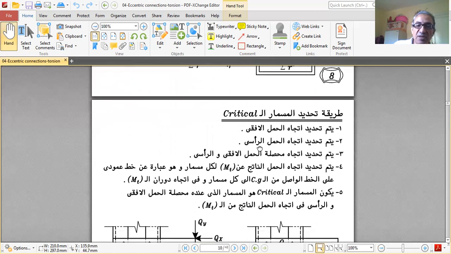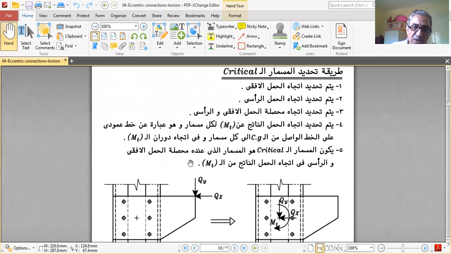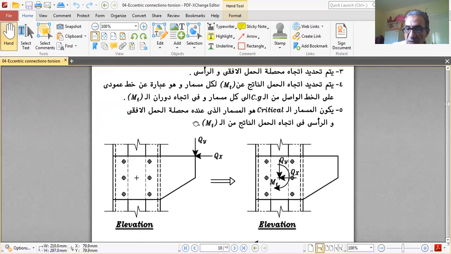How to determine the critical bolt? We determine the direction of the horizontal force, determine the direction of the vertical force, determine the direction of the resultant of the forces, then determine the direction of the forces on the bolts due to MT. It is a line perpendicular to the radius, which is the line connecting the bolt and the bolt group CG, and runs in the same rotation as MT. The critical bolt is the bolt at which the resultant of the horizontal and vertical forces is in the same direction as the load coming from torsion.